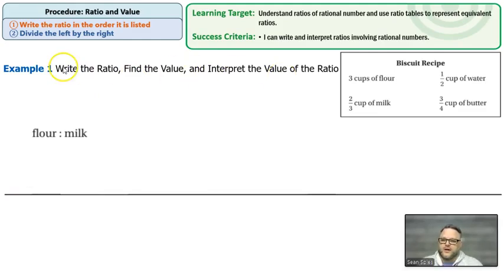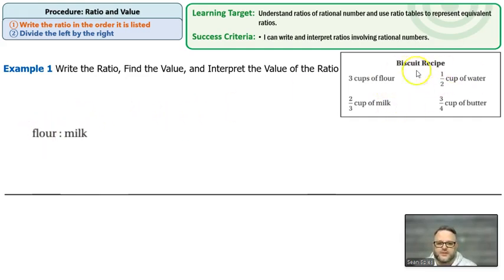We're talking about write the ratio, find the value, and interpret the value of the ratio. A ratio is just a comparison of two values from one to the other, typically two different categories. Finding the value of a ratio is we just divide them. Just like a ratio of 3 to 1, you would then take 3 divided by 1. And that's the value of the ratio, and then we interpret the value of the ratio. So let's get to all of this.